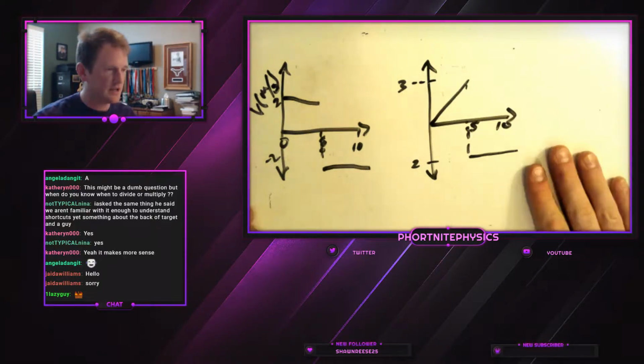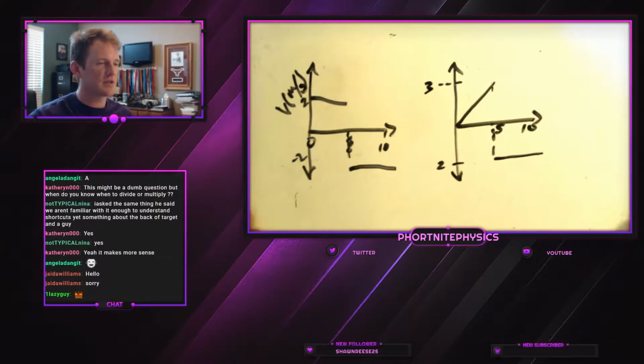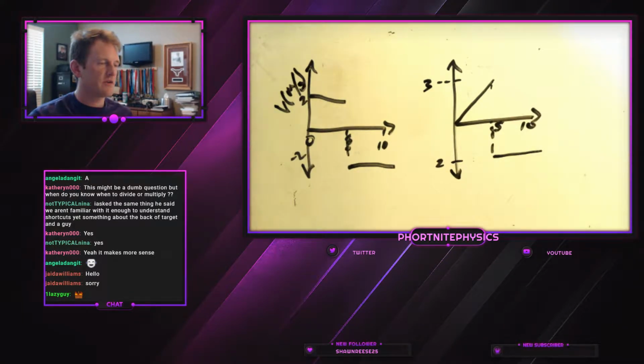Alright, so let us look at these two right here. They're both velocity versus time graphs. And what I want to do is figure out how much displacement is represented in both. Okay? Who's got a guess? How much displacement do you think is set up in here?